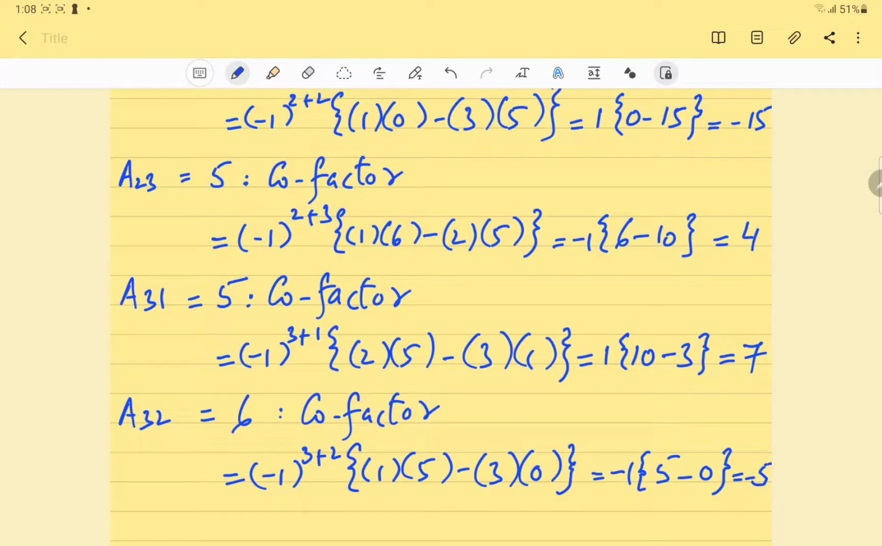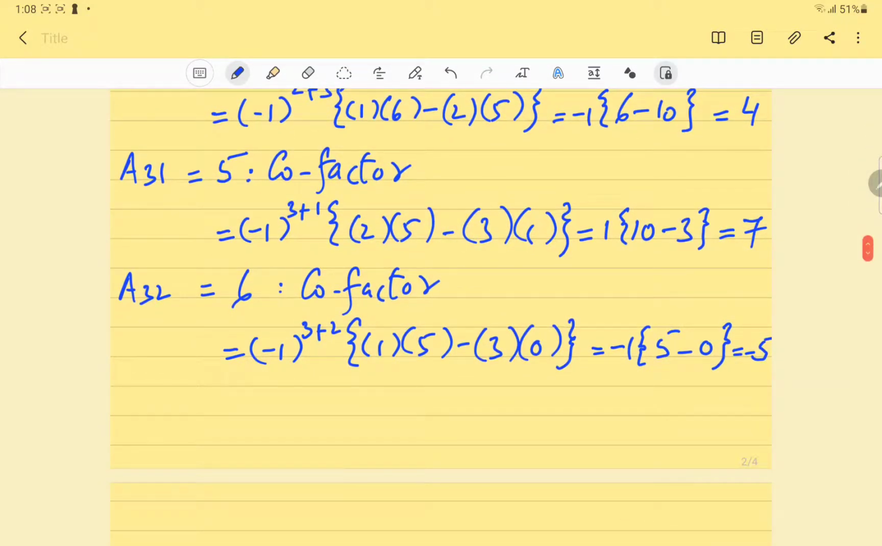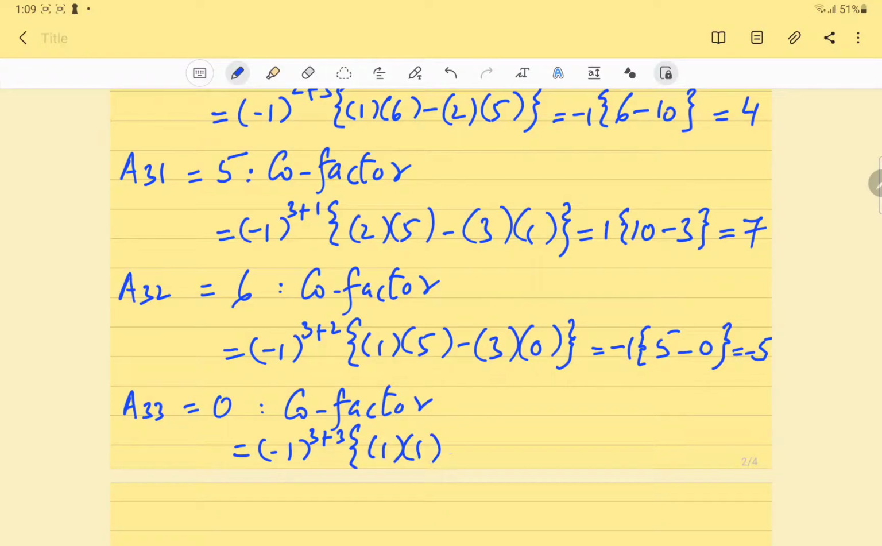Then the last one, a33 is equal to 0. So the cofactor is equal to minus 1 raised to power 3 plus 3 into 1 into 1 minus 2 into 0, is equal to minus 1 raised to power 6 is plus 1. 1 into 1 is 1 minus 0. 1 minus 0 is 1. 1 into 1 is equal to 1.